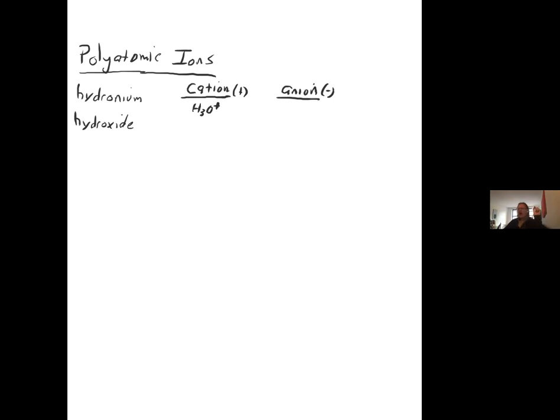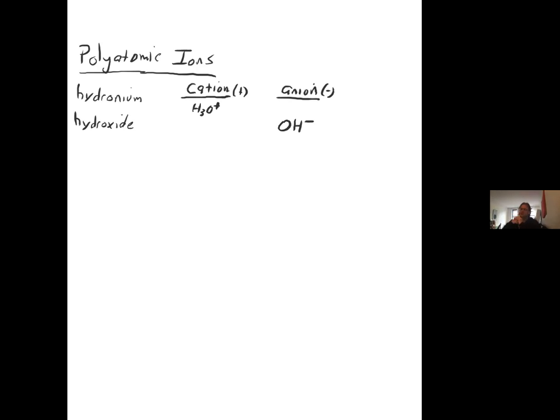If it ends in IUM, it's positive. If it ends in IDE, it's negative. So hydroxide, right there, you know it's negative. It's got to be an anion, right? Because it ends in IDE. So hydroxide is OH minus.